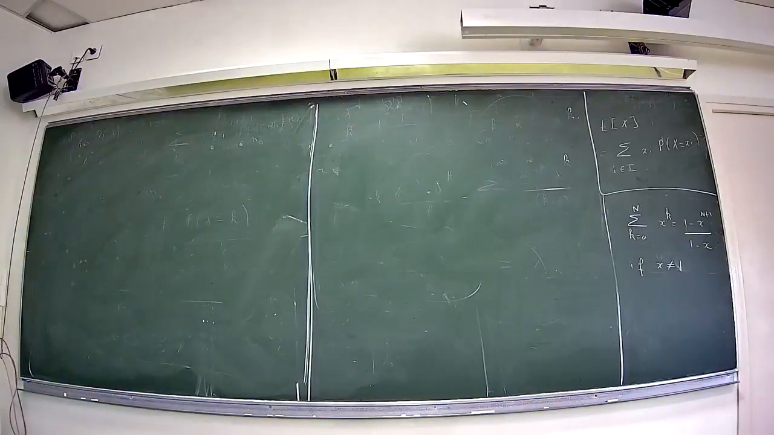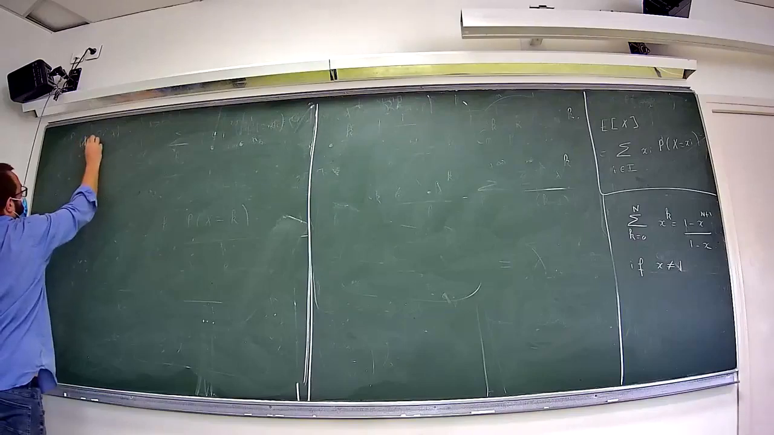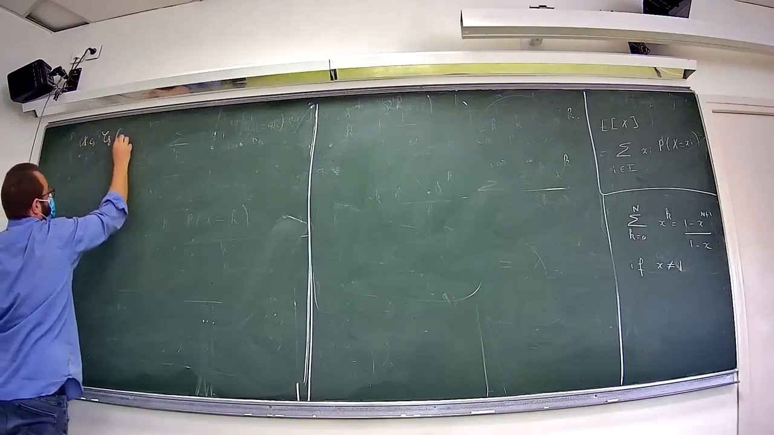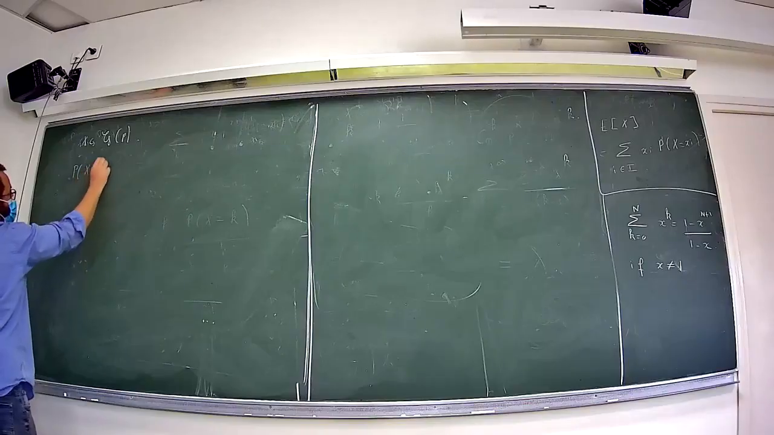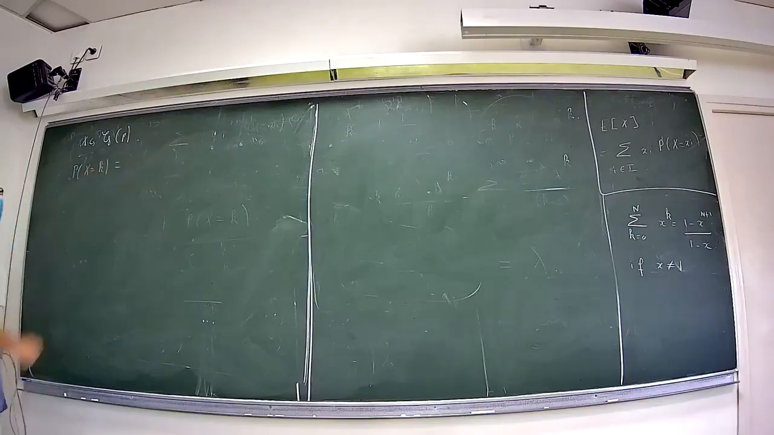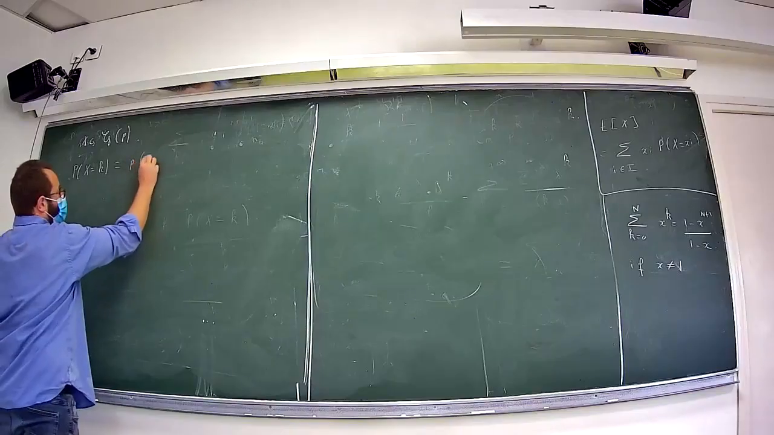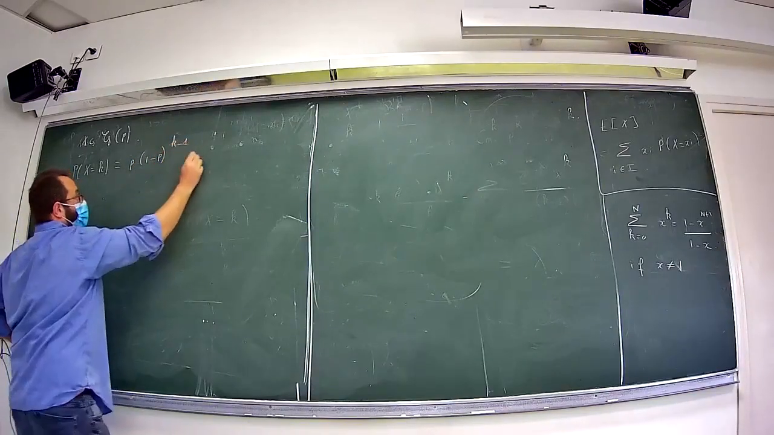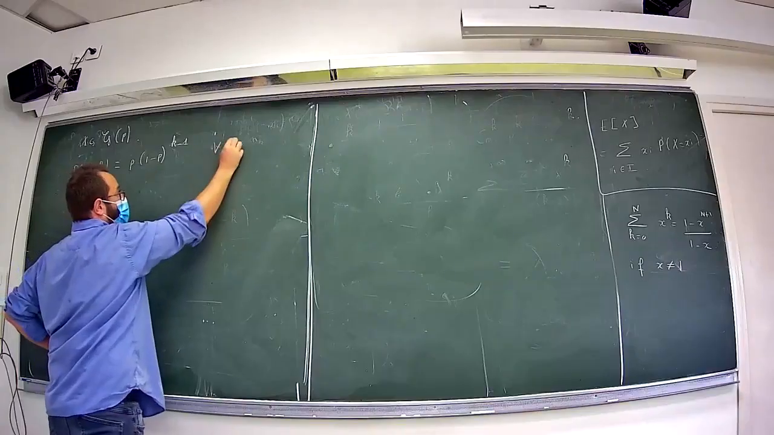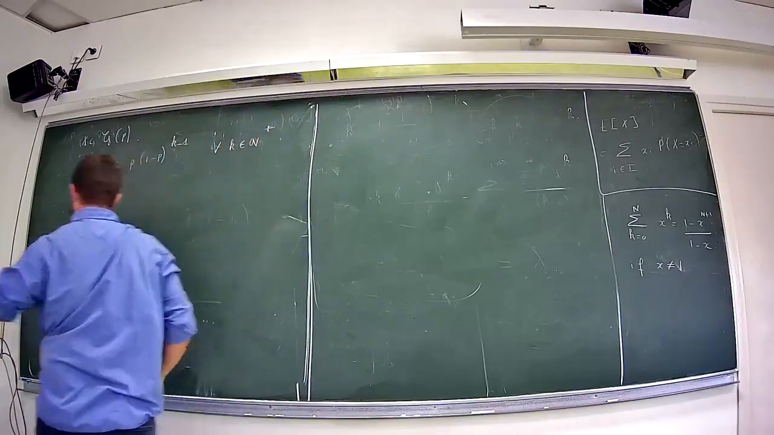Okay, so for the geometric, when X follows the geometric distribution of parameter p, the probability that X is equal to k is equal to p times (1 minus p) to the power k minus 1, for k belonging to N star.